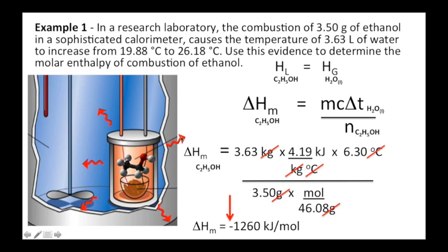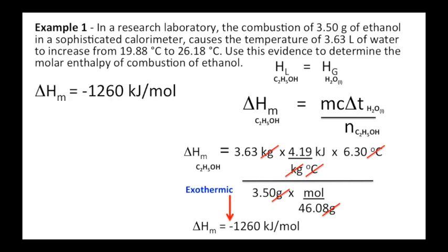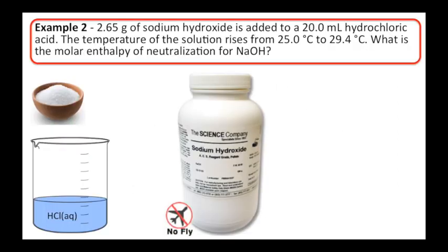I know it's exothermic because these arrows were coming out of ethanol. Ethanol was releasing heat, the water got hotter. The water is endothermic, it absorbed heat, but the ethanol is exothermic. And I can then change to the correct significant digits, which will be 3, negative 1.26 megajoules per mole. Okay, perfect. Now here's another example.